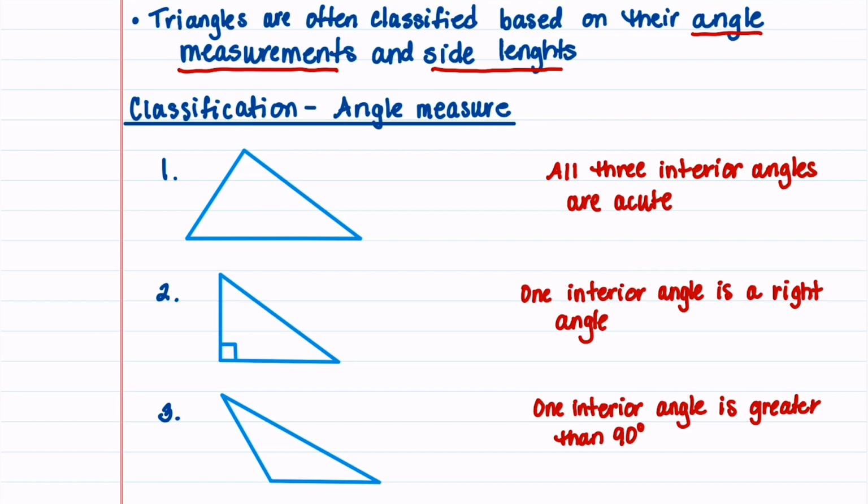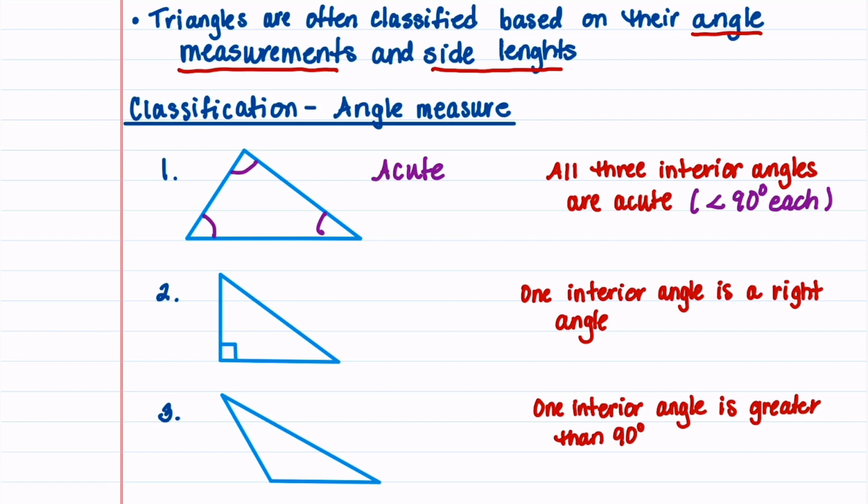In our first triangle, we have a triangle where all 3 interior angles are acute. That means that the angles are less than 90 degrees each. So these 3 angles are all less than 90 degrees. This triangle is called an acute triangle.